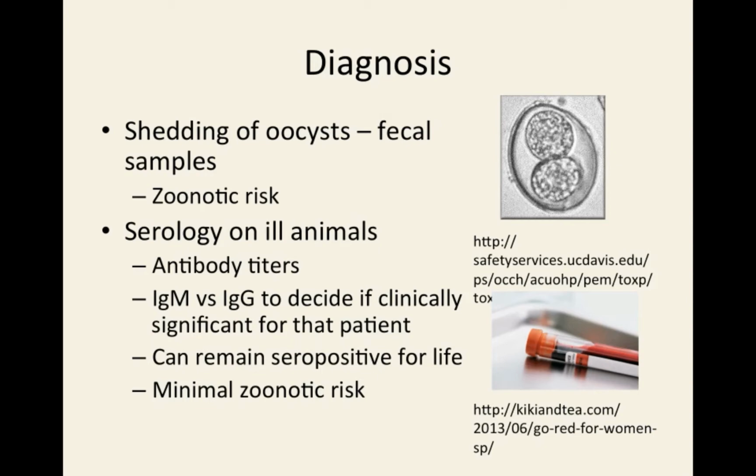They can absolutely remain positive for antibodies for life, just like we do. So once you test positive, you're going to be positive for life. And those cats are really a minimal zoonotic risk if they're not sick. So they're not shedding. They may have been exposed a long time ago, and if it's actually a positive serology, that is not a reason to consider that cat a risk.